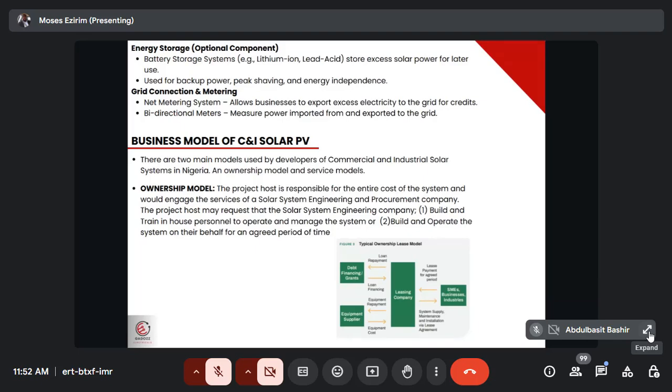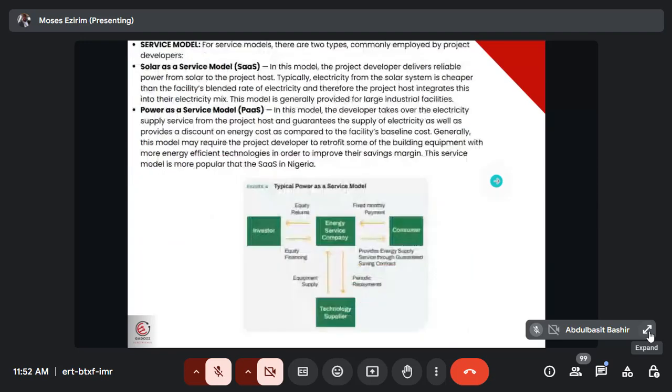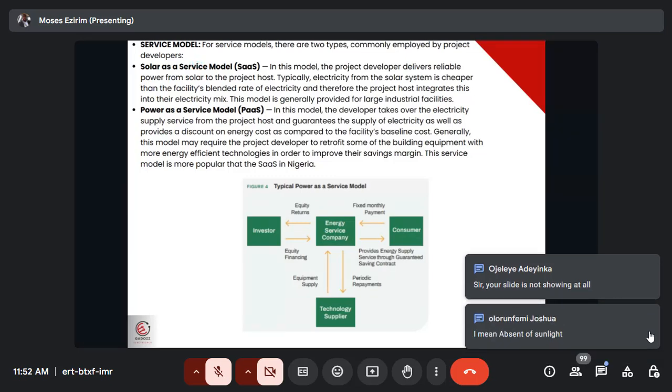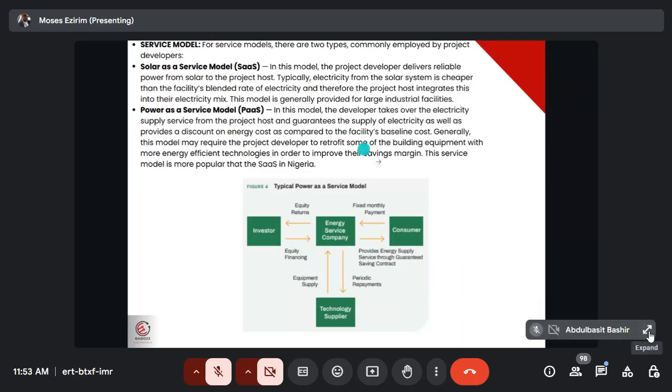But the one we have in rampant is the service model. And for the service model, we have two types. We have what we call solar as a service model, SaaS, and we have power as a service model. You understand? In fact, out of everything, the sweetest to me, based on my experience, based on what I've done, is the power as a service model.